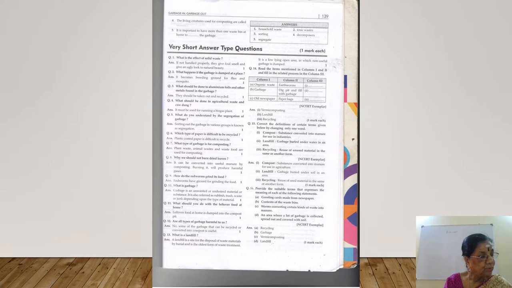Then what type of garbage is used for composting? எதெல்லாம் யூஸ் பண்ணலாம்? Plant waste, animal waste and leftover food. Why should we not burn dry leaves? Because they can be converted into useful manure by composting. Burning may release harmful or toxic gases.